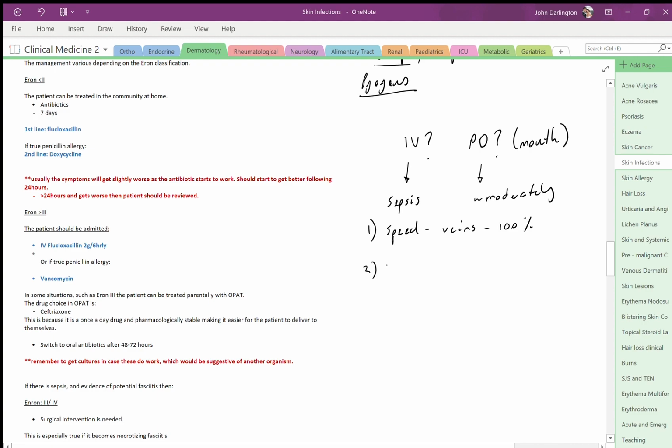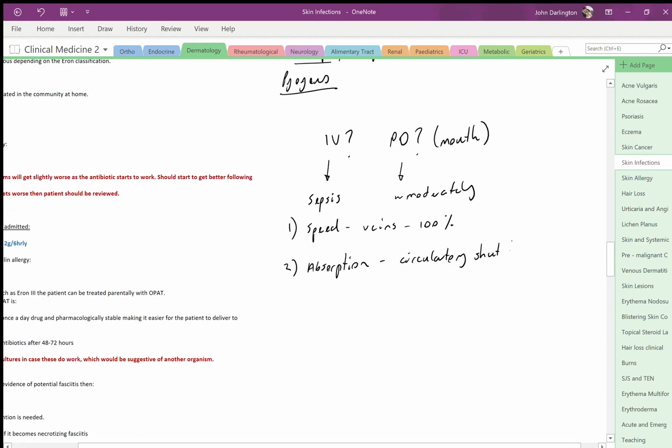Number two, though, is absorption. I can never remember if it's a P or a B there, but anyway, absorption. And the reason for that is because when someone has sepsis, they have circulatory shutdown. Now it gets a little bit more complicated than just saying that they shut down. Unlike hypovolemic shock, where you get peripheral shutdown, in septic shock, because of the release of the toxins from the bacteria, you actually get dilation, you actually get more blood going to your skin. But the point is that your circulatory shutdown will occur in the gut.